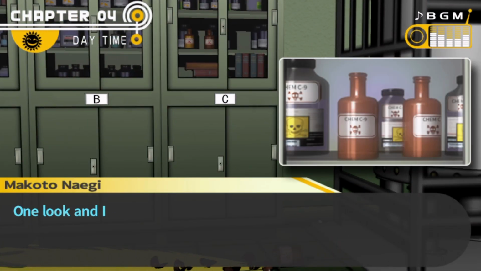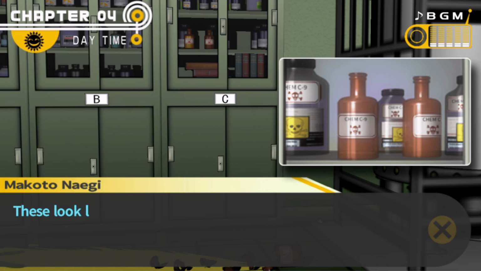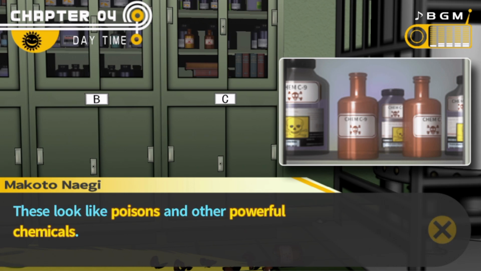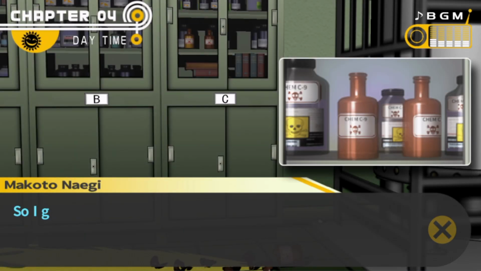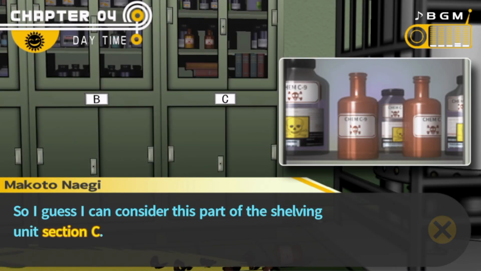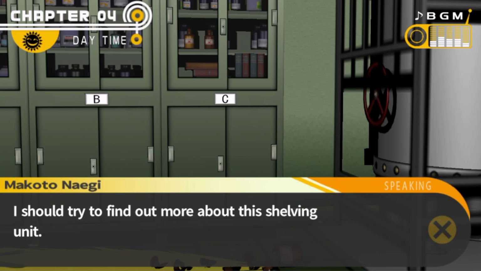On this shelf is... One look and I can tell it's nothing but dangerous chemicals. These look like poisons and other powerful chemicals. All the containers on this shelf are labeled with the letter C and a number. So I can consider this part of the shelving unit section C. I should try to find out more about this shelving unit.